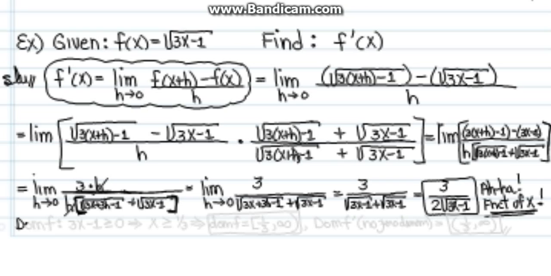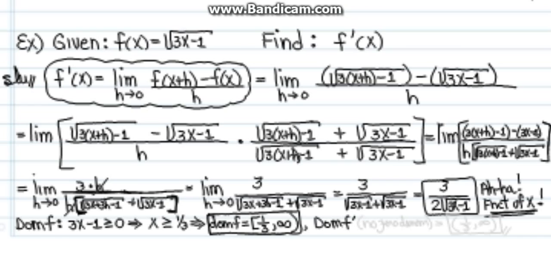So let's compare. Let's tell them what the domain of the function f is and what the domain of f prime of x is. First, the domain for f: just take the radicand and set it greater than or equal to 0. You get x is greater than or equal to 1/3. Write it in interval notation here. That's the domain of the original function f, from which the derivative was derived.